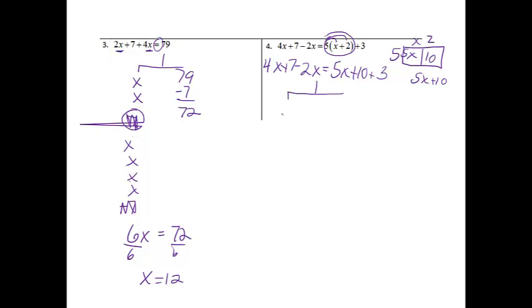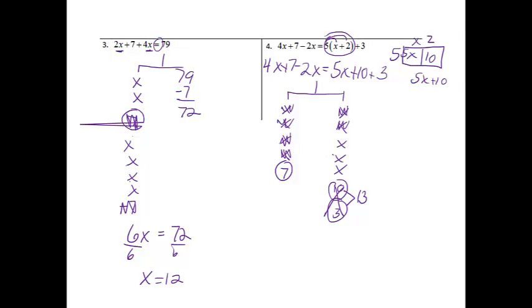So here we go. All right, I've got 4 x's and then a 7. And then it says to subtract 2 x's. So I'm just going to actually subtract 2 x's from the left side. Okay, and then on the right side, I have 5 x's and then 10 and then 3. Okay, so if I look, a couple things that I could do here. First of all, since the 10 and the 3 are both on the right side, I can add them together. So 10 plus 3 will give me 13, and then I can cross up an x, cross up an x, cross up an x, cross up an x.